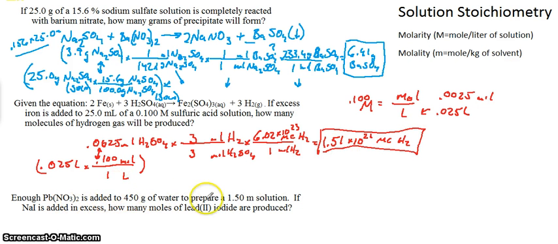And now for this last one, it's the same idea. It is in molality, though, so slightly different. And let's, I don't know, just mix up the colors here. Let's go with green on this one. In this case, let's see, enough PbNO3 is added to water. Okay, so we've got a solution, and then I am reacting NaI with that, and I'm producing lead-2 iodide.